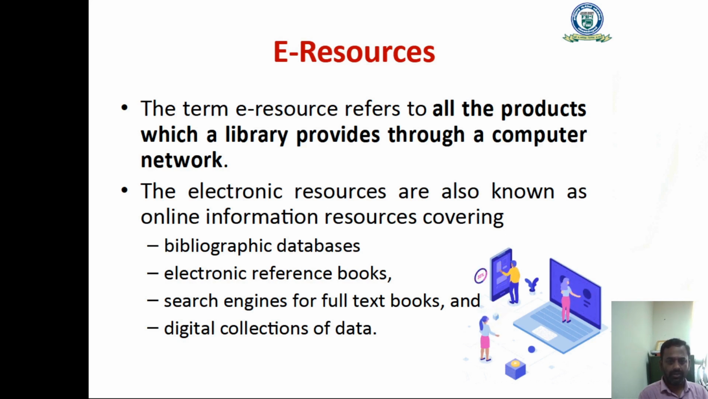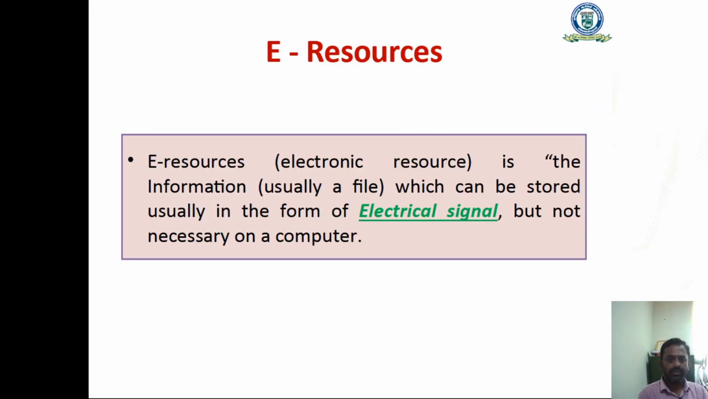These electronic resources are also known as online information resources, which cover bibliographic databases, electronic reference books, and search engines for both full text and digital collections of data. E-resources are also known as electronic resources, which is information, usually a file, which can be stored usually in the form of electrical signal but not necessarily on a computer.